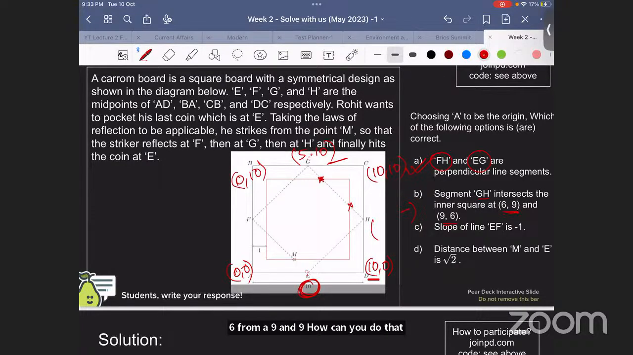How can you do that? Distance formula. By finding the equation. No, sir. First, you have to find the equation of GH, right? You have the coordinates of the inner square. You have the coordinate of H, you have the coordinate of G. So you have the straight line equation, this one, right? Correct or not?